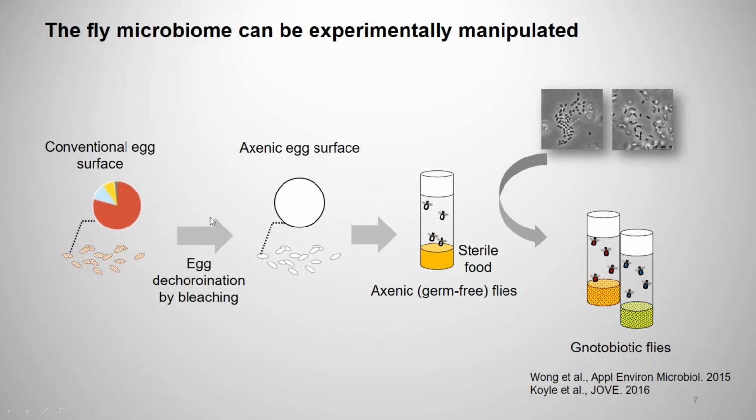So as I mentioned, the microbes are passaged from the parents to offspring through egg deposition. If we remove the microbiome deposit on the eggs and then place those eggs into a sterile environment, we can generate germ-free or axenic flies, and we can also reassociate the flies with the microbes by feeding them back with some of these microbes. So we can generate gnotobiotic flies.